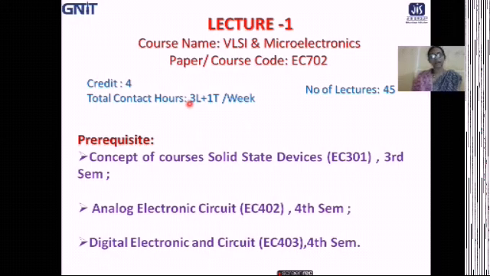Now before starting the syllabus of the VLSI and microelectronics, there are some prerequisites. What are the prerequisites? First one is the course on solid state devices. The code is EC301. It is in 3rd semester. Next is analog electronic circuits, EC402, 4th semester. And another one is digital electronics and circuits, EC403, 4th semester.